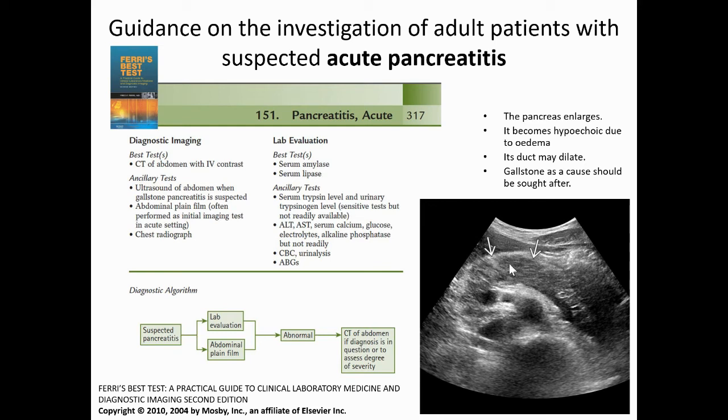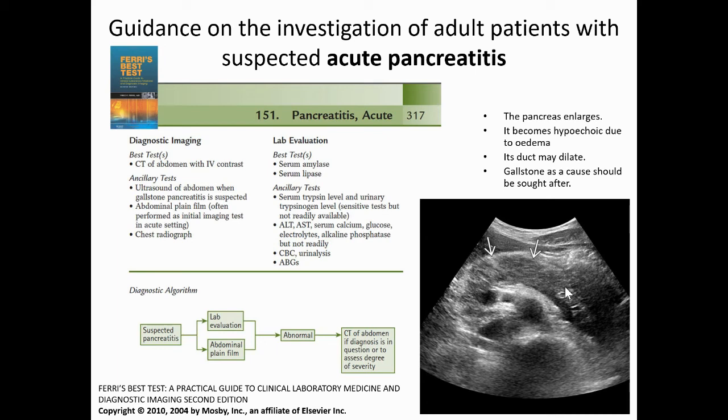pancreas becomes thicker and thicker. So it enlarges. It will become darker or hypoechoic due to the fact that it becomes edematous. Its duct can dilate, and if we are examining the abdominal cavity anyways, then we can check the gallbladder and we can assess for gallstones, which are very common causes of pancreatitis.